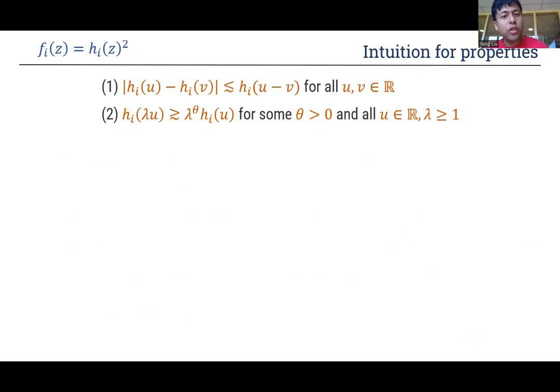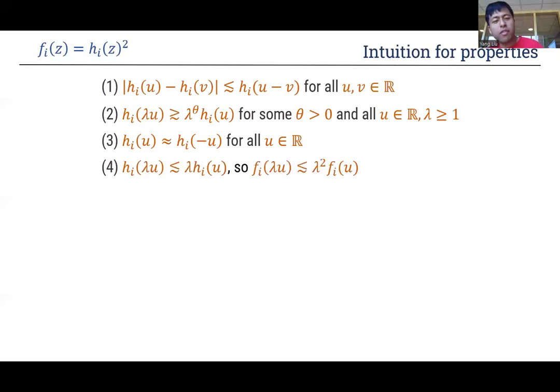I wanted to give a little bit of intuition on these conditions that we have in the theorem for sparsification. So remember that the conditions are auto-Lipschitzness and lower growth, as we call it. You can actually use these two conditions, in particular auto-Lipschitzness, to prove that another condition holds, which is approximate symmetry, which is nice. And also, the first condition, again, can be used to show that the function is growing at most linearly. So h of lambda u is at most lambda h of u for lambda greater than 1. And f of lambda u is at most lambda squared f of u when we go back to the functions f_i, because f_i is h squared.